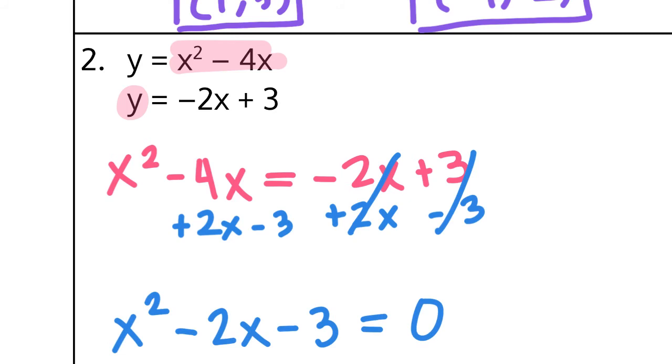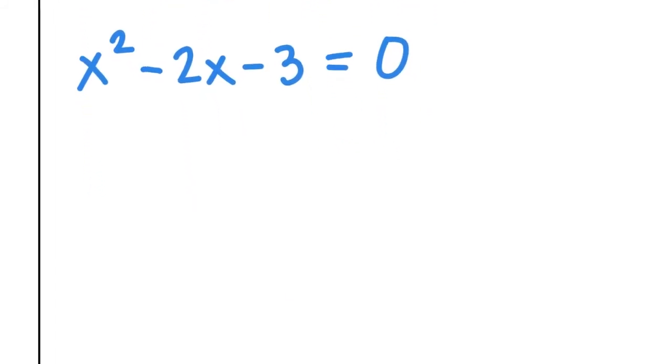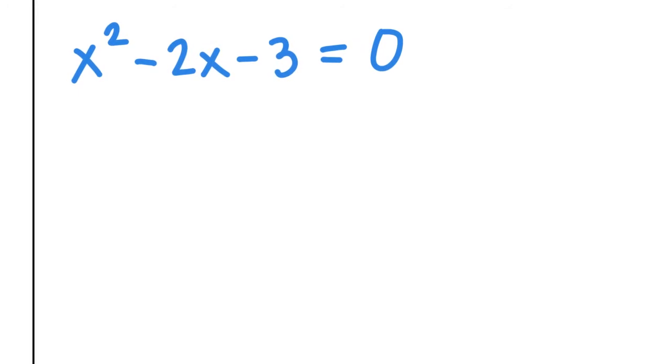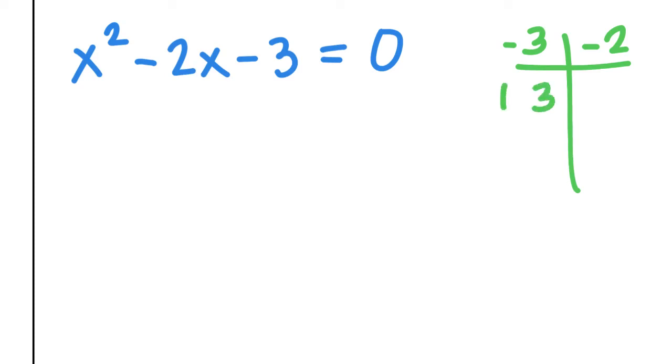Our next step is now to factor that resulting quadratic equation. So I'm going to draw my t-chart here to the right side. And we're looking for numbers that will multiply to -3, but add up to -2. So 3 is a prime number. There's only one way to multiply it. That's 1 times 3. But we need it to be -3.